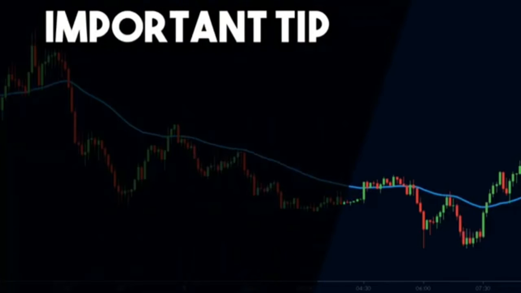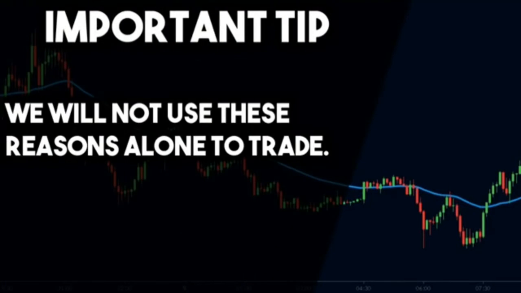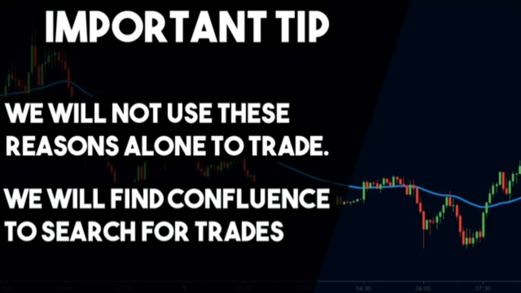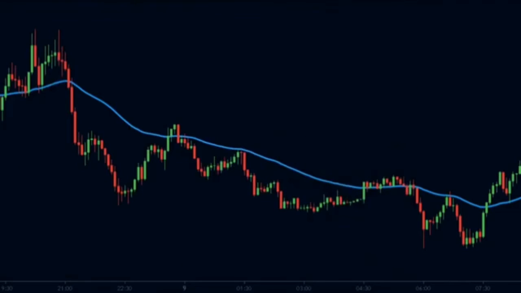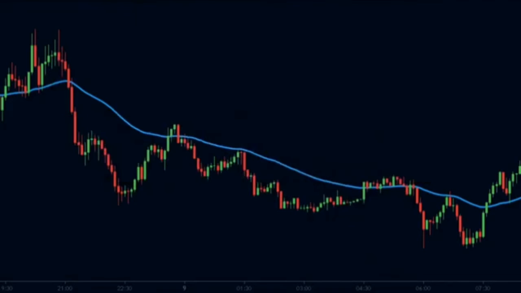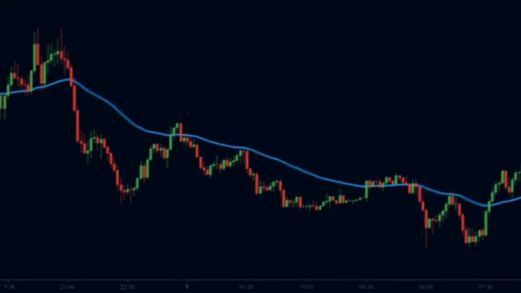An important point to remember here is that we will not use these reasons alone to make trades. Instead, we will use these points in conjunction with other concepts to initiate any trades. Now that we have understood the basics, it's time to learn the strategy. Let us understand it with an example.